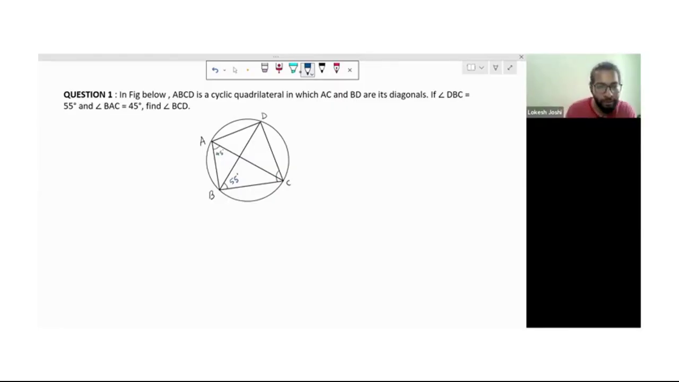Now we will start the solution like that. We will use the properties we have done so far. In a cyclic quadrilateral, we know that opposite angles have a sum equal to 180 degrees. So if we find the complete angle A, angle BAD, then angle BAD plus angle BCD is equal to 180 degrees. If we know BAD, then using that we can find angle BCD.